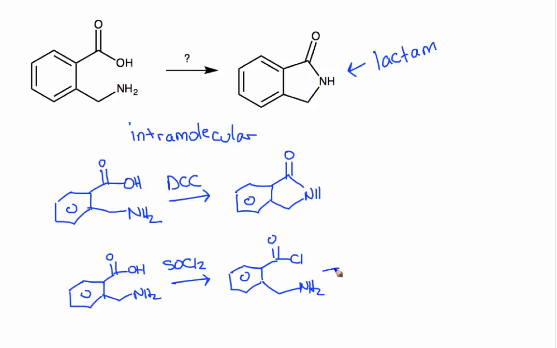Now from here, you can just do the cyclization because now we have our amine, which will react with the acid chloride. Now because you may not want to use an excess of amine like we would in an intermolecular example, it's probably a good idea to add an external base like pyridine here. So then that allows us to do this cyclization.